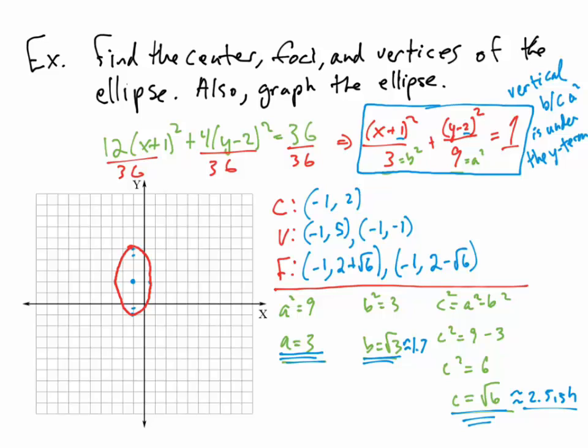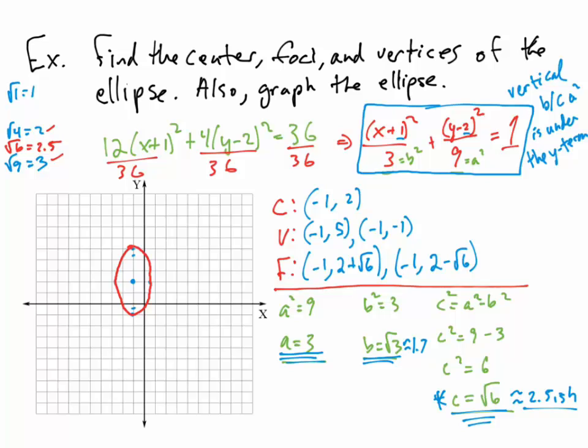Now, a little trick for approximating some of these square roots. Let's use perfect squares. Square root of 4 is equal to 2, square root of 9 is equal to 3. For the C value, I got square root of 6. Well, square root of 6 is in between square root of 4 and square root of 9, so I know it must be between 2 and 3. That's how I came up with about 2.5.